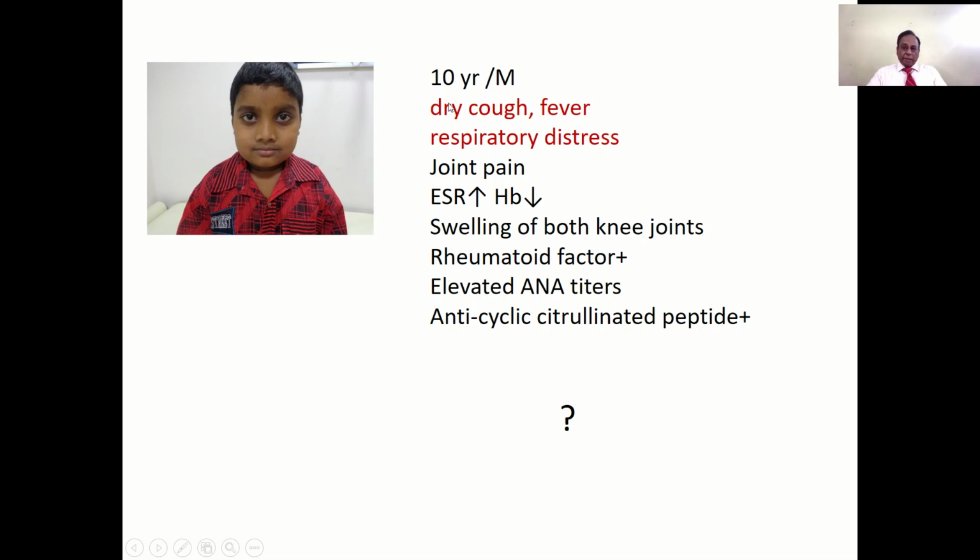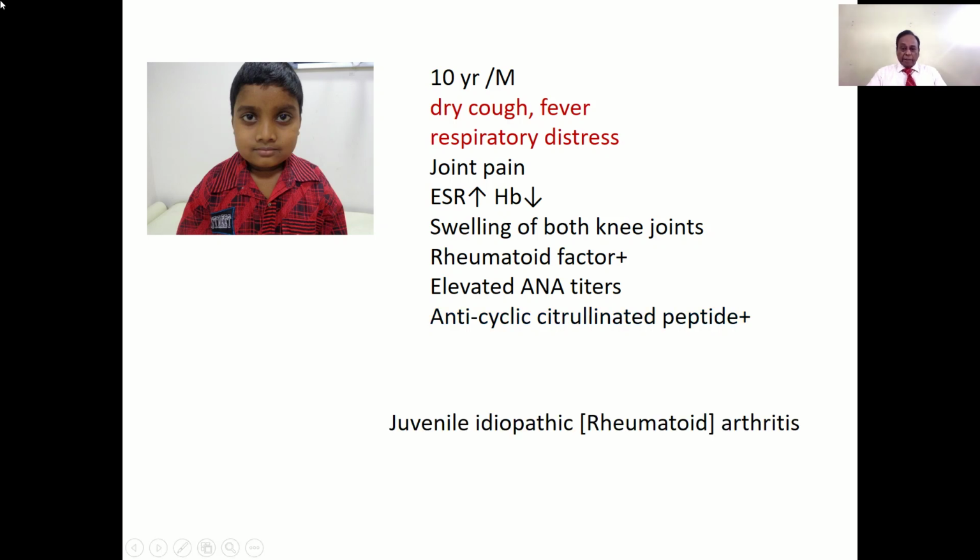This is a 10-year-old child presenting with a dry cough and respiratory distress, and he also developed joint pain, and recently he has been worked up for the joint problem. Because his rheumatoid factor is positive and anti-CCP is positive, they made a diagnosis of a rheumatic problem. What strikes your mind? What rheumatic condition can you think of?